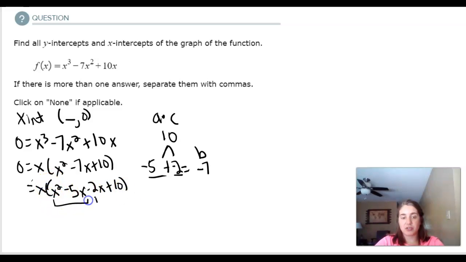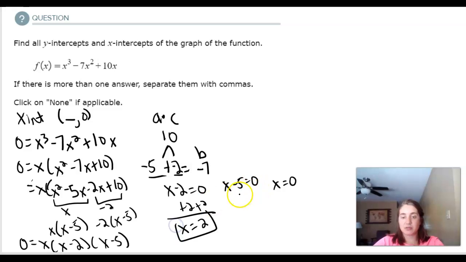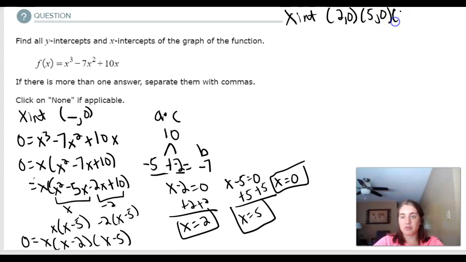Now I have four terms and I can do my grouping. I can pull out an x. Can pull out a negative 2. So I end up with 0 equals x, x minus 2, x minus 5. If I set each of those equal to 0, I get x equals 2, x equals 5 and x equals 0, which makes my x-intercepts 2, 0, 5, 0, 0, 0.